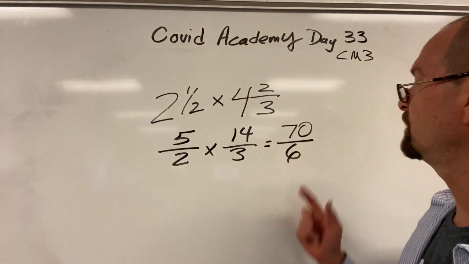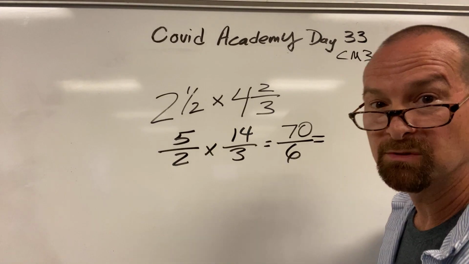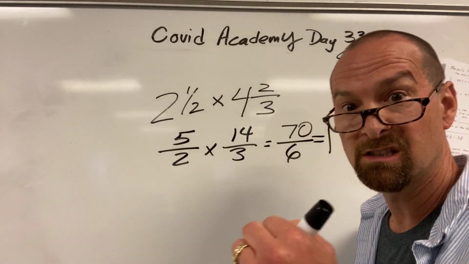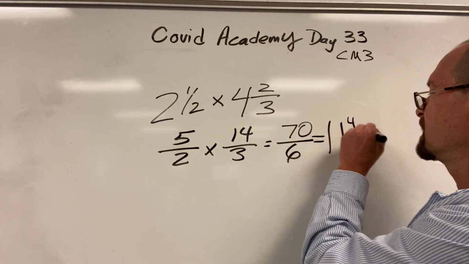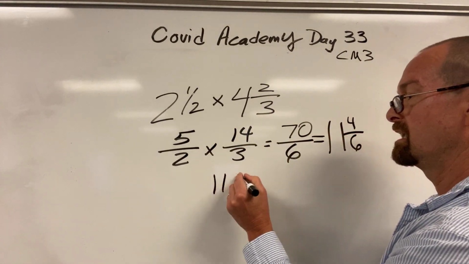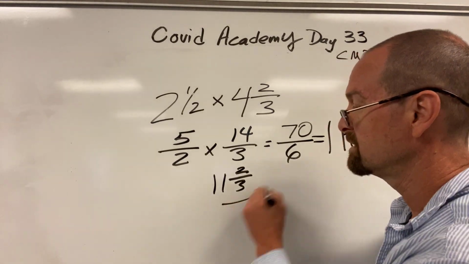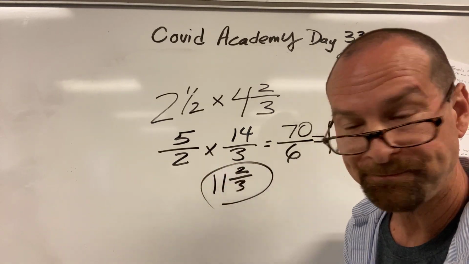How many 6s fit into 70? 11 times 6 gets us pretty close, doesn't it? That gets us to 66. Well, if it's 66, that's 4 away, so it's 4/6. Best answer would have been 11 and 2/3, because 4/6 is the same as 2/3, and now it's simplified.